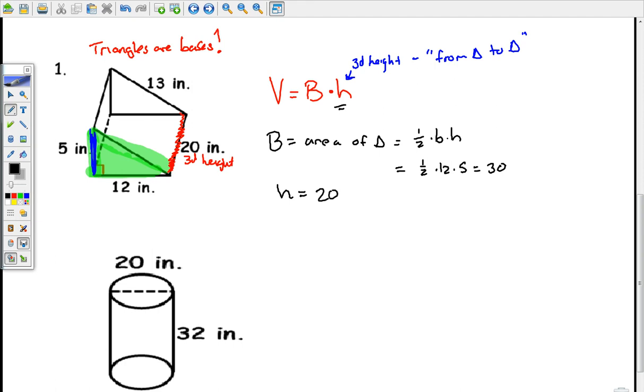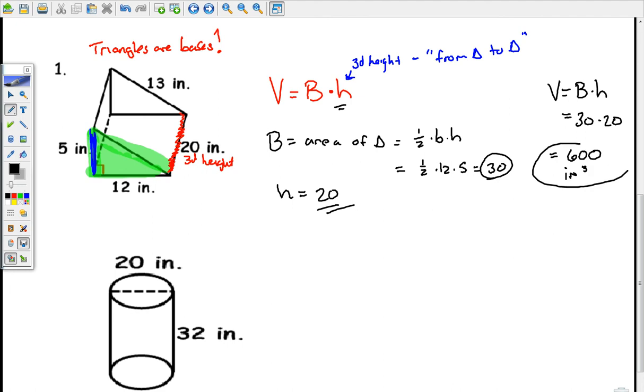So to plug everything into our formula, we do B times H. Our area of the base was 30, and our 3D height was 20. So when we do 30 times 20, we get 600, and that's our volume, in inches cubed. There's the total volume.